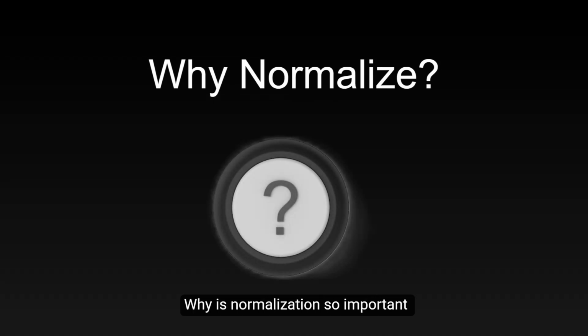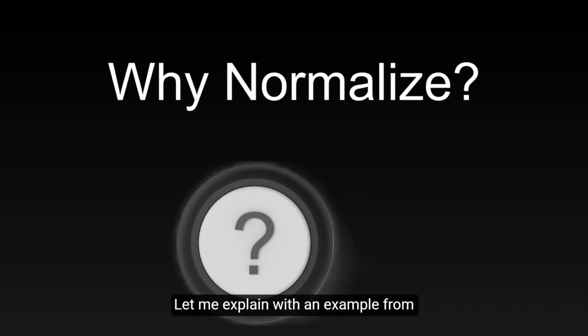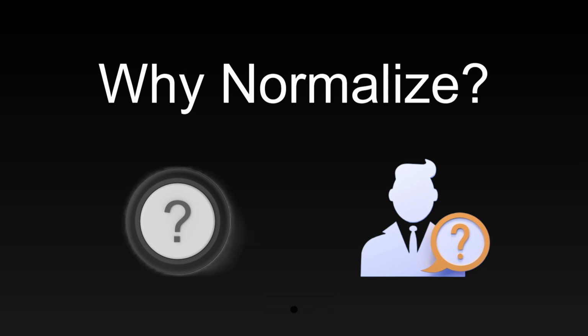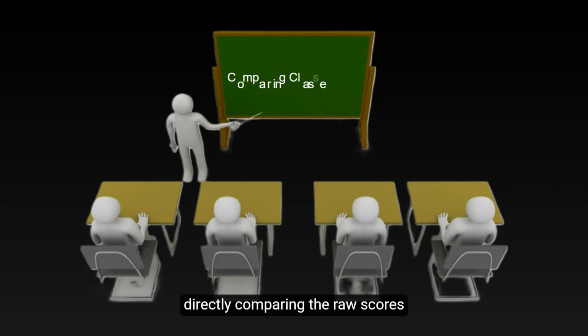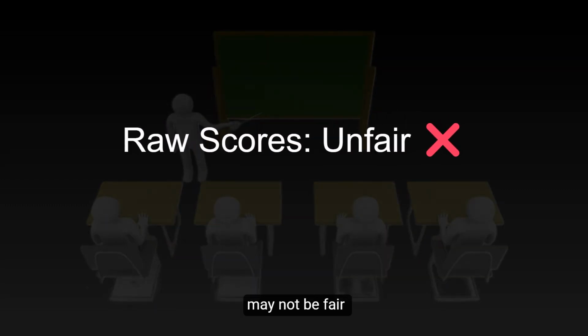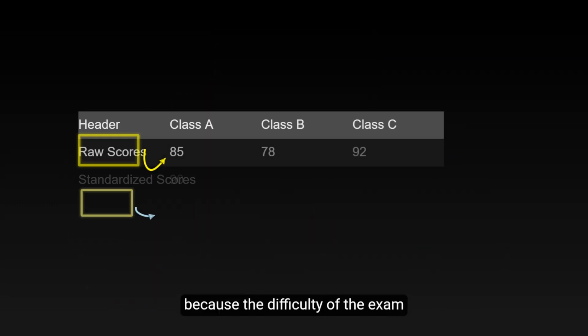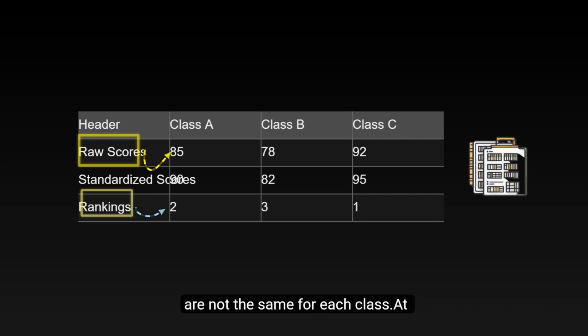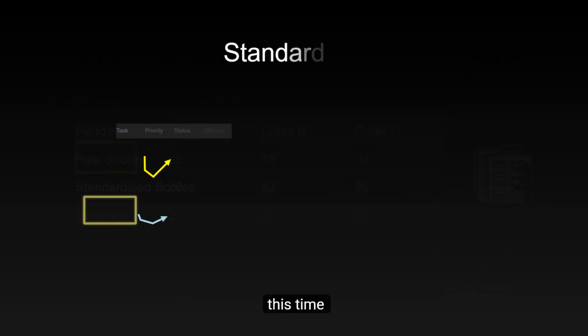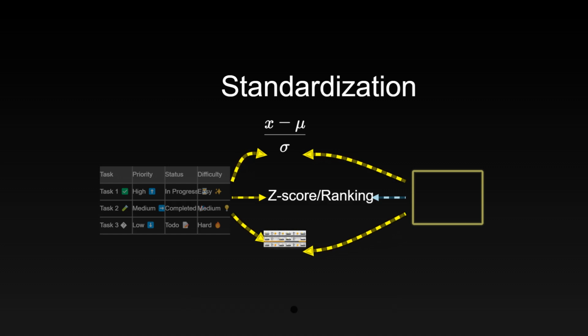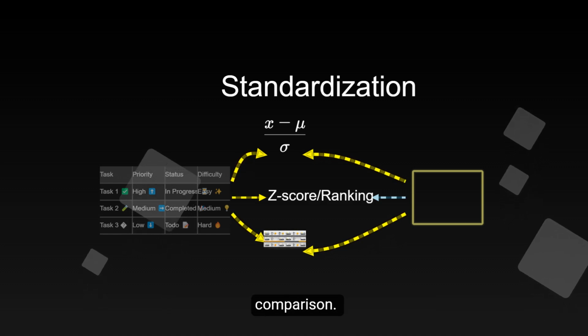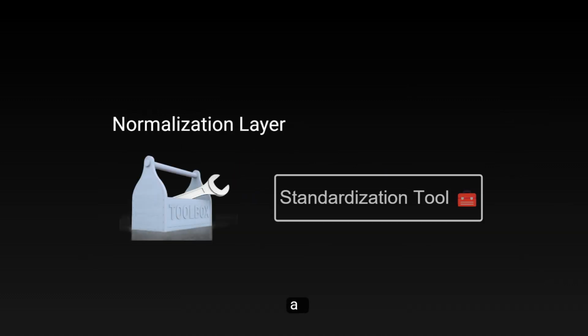At this point, some friends might ask, why is normalization so important? Let me explain with an example from daily life. Imagine if we want to compare the exam scores of students from different classes. Directly comparing the raw scores may not be fair because the difficulty of the exam papers and the grading standards are not the same for each class. At this time, we usually convert the scores into standard scores or rankings so that we can make a more reasonable comparison. In deep neural networks, normalization layers are like such a standardization tool.